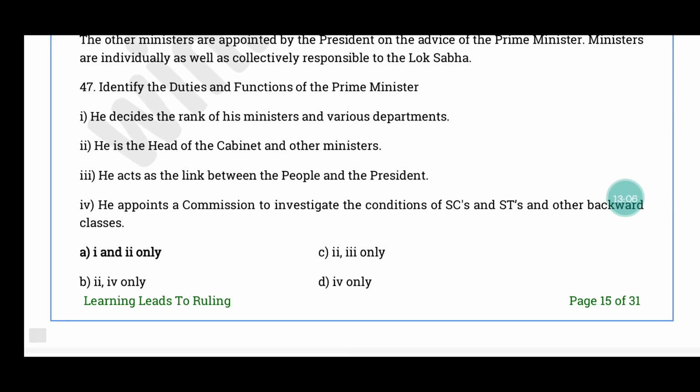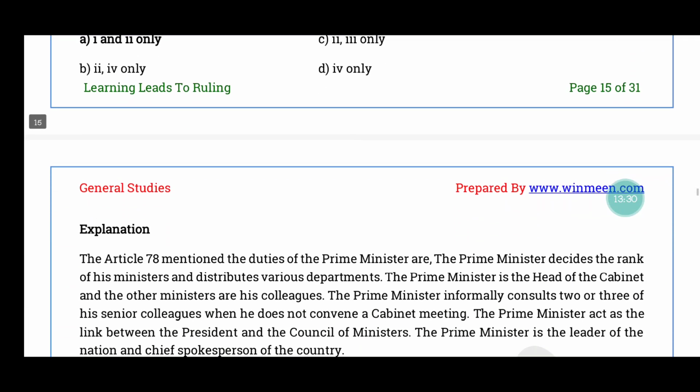Question number 47. Identify the duties and functions of the Prime Minister. He decides the rank of his minister and various departments. He is the head of cabinet and other ministers. He acts as the link between the people and the president. He appoints a commission to investigate the conditions of SC and ST and other backward classes. The correct answer is option A. Statement 1 and 2 alone is correct.